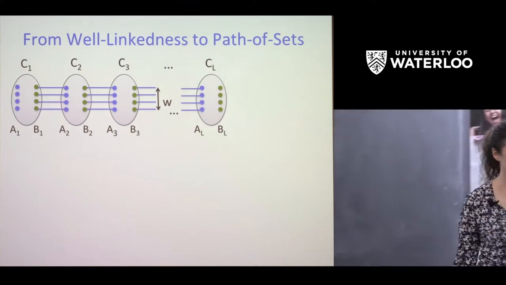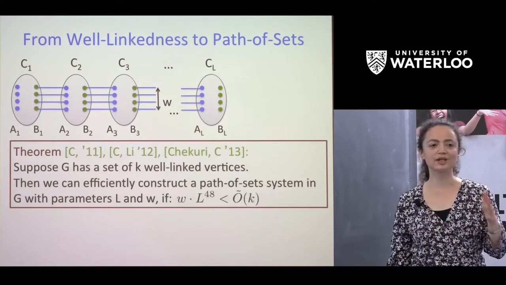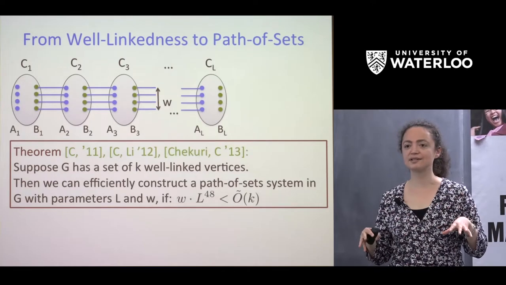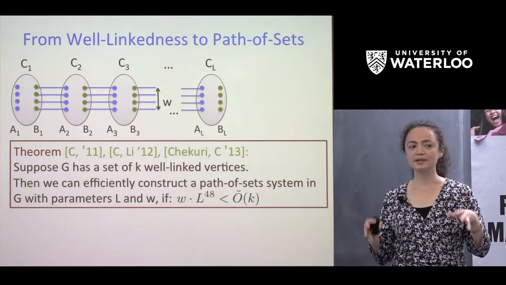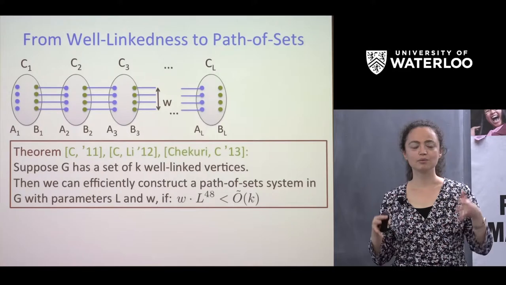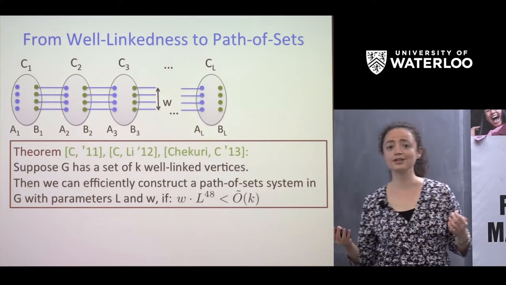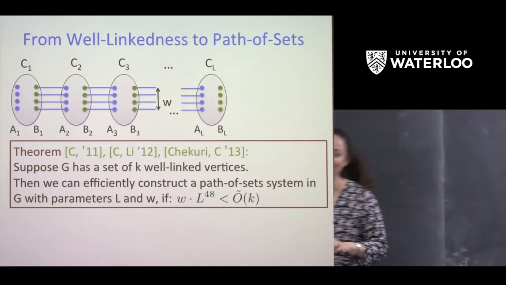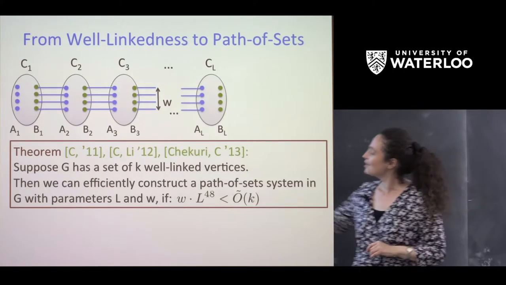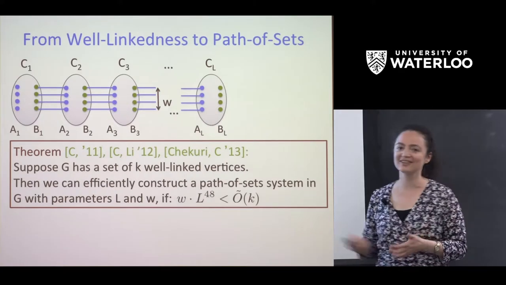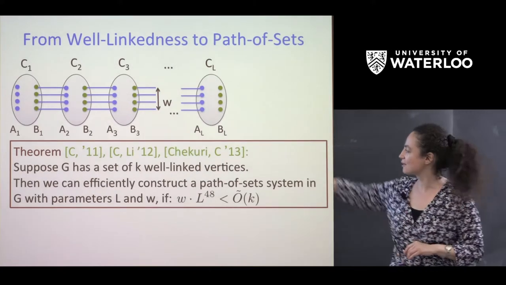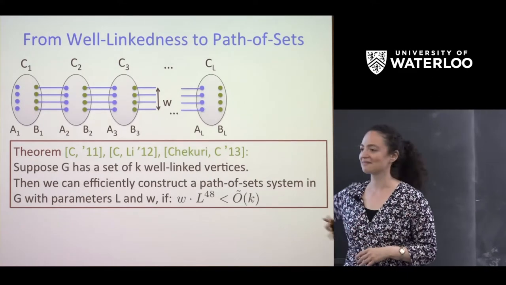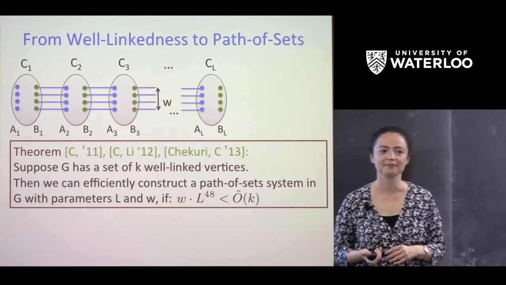So this theorem is very useful. It evolved over a number of papers. And the theorem says that if you have a graph that has k vertices which are well linked, you can build in this graph a path-of-sets system with lengths and widths that are pretty large, as long as they're not too large compared to k. The tilde here hides polylog k factors. This 48 here is a big constant. This is a constructive proof. If you want a non-constructive proof, you can get slightly better constants, but it would be good to get something nicer and cleaner.